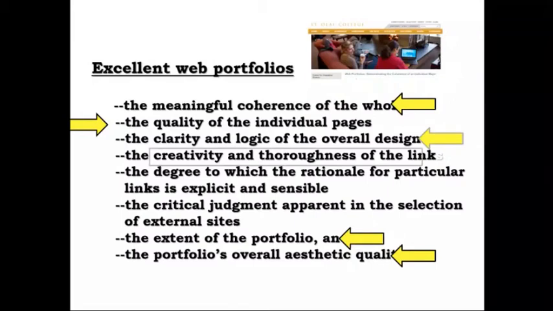The creativity and thoroughness of the links. This model has described itself as being very linky because it understands links as being sites of connection, and it's very interested in connections. So the linkiness matters. The degree to which the rationale for particular links is explicit and sensible, so they're not random. And the critical judgment apparent in the selection of external sites.